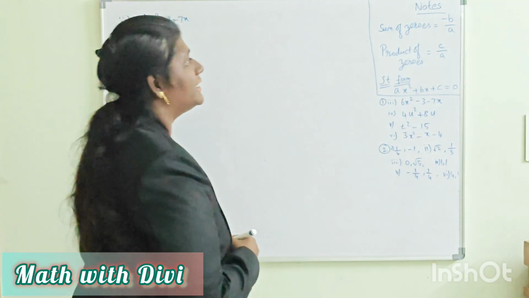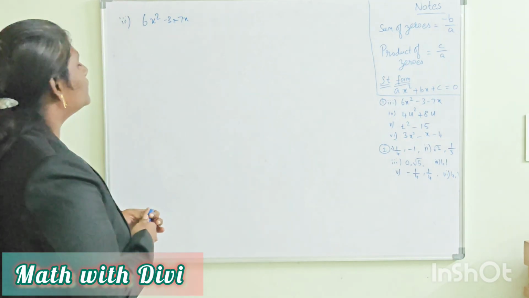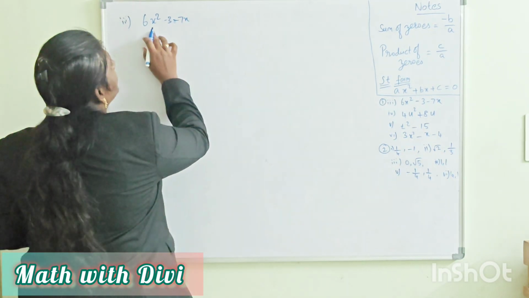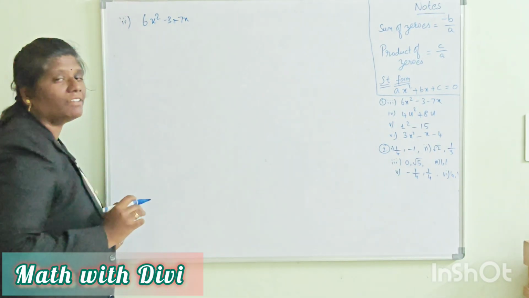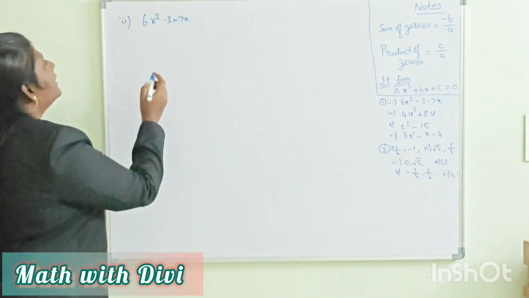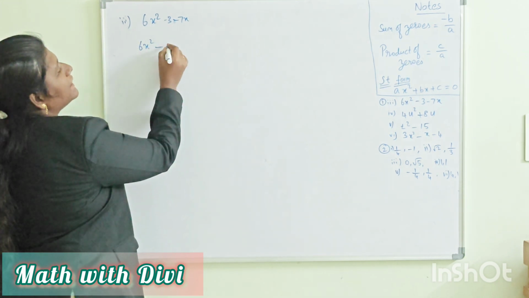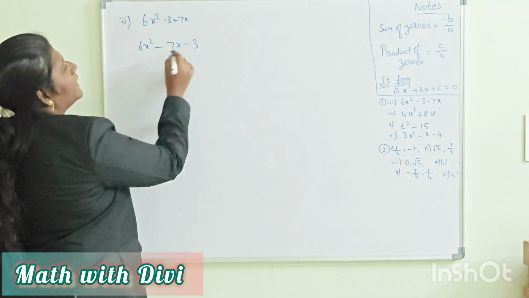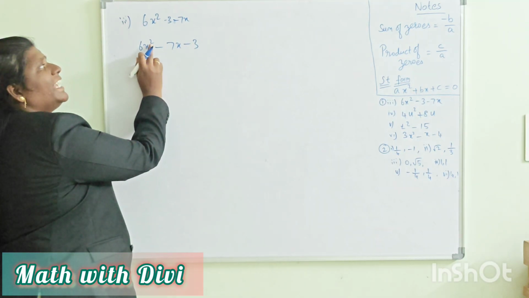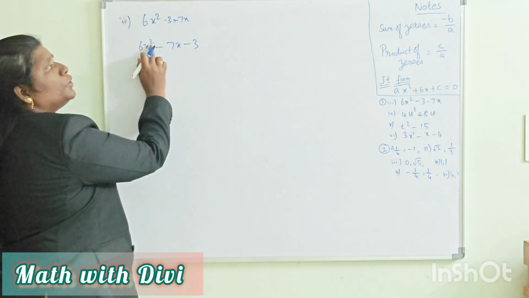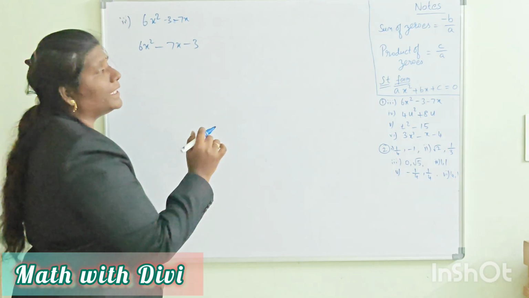Today let's start exercise 2.3. The third sum of 2.2. Third sum: 6x square minus 3 minus 7x. As we learnt already, 6x square, let's write in an order, 7x minus 3. See, the degree of the variable is 2, 1 and 0, like that we have to write.